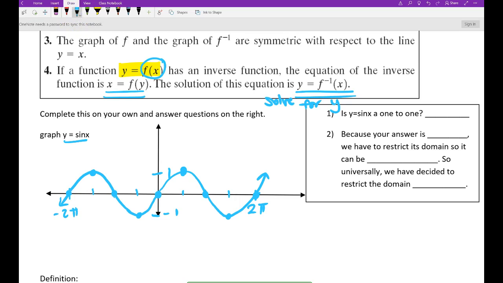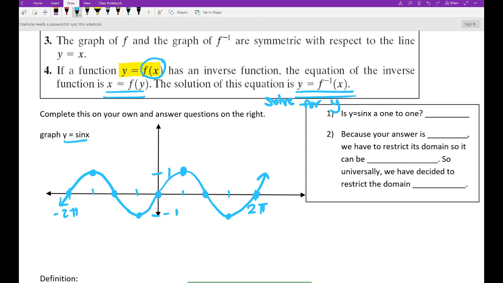What is a one-to-one? Is y equals sine of x a one-to-one function? What is that, by the way? For every x value, there's a y value. For an x value, is there at least one y value? Or at most one y value? How about the other way around? How is one-to-one different than a function?